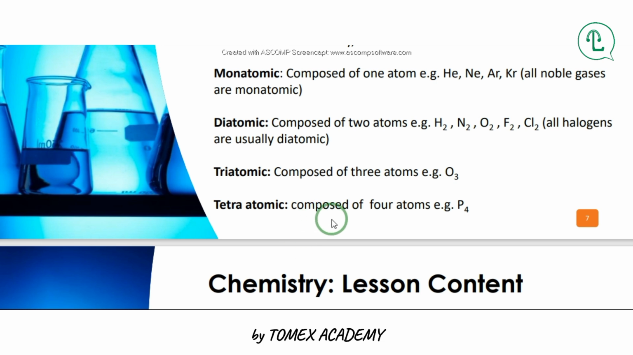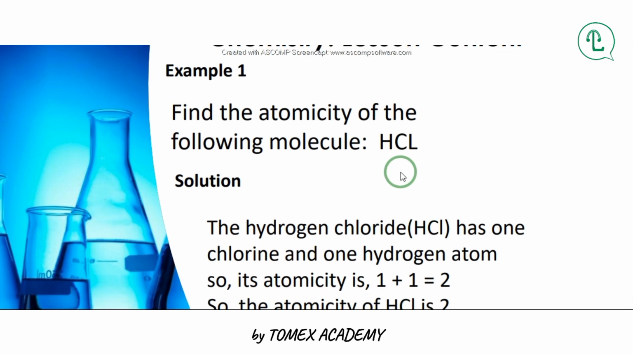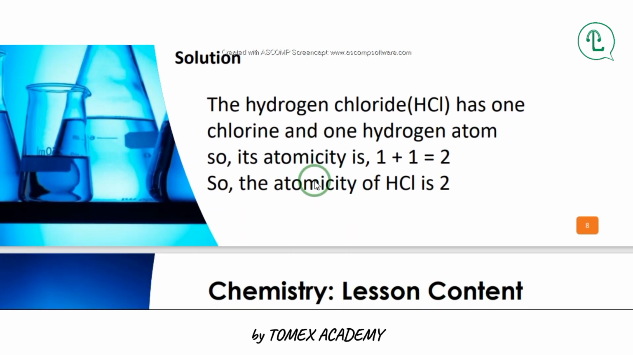Tetraatomic, composed of 4 atoms, e.g. phosphorus. Example 1. Find the atomicity of the following molecule: HCl. Solution. The hydrogen chloride has 1 chlorine and 1 hydrogen atom. So its atomicity is 1 plus 1, that's 2.